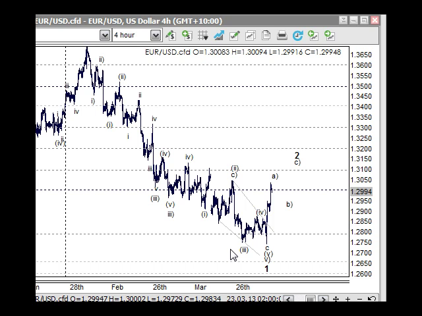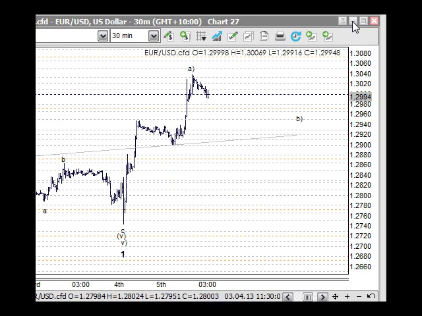So the internal wave structures are 3-wave waves each, and it fits quite well actually. So we'll be tracking this ABC up through here, and that's what we're doing at the moment. We're at the 130 here, and if you know your numbers, then you know that there will be some type of corrective pattern across here that could get a bit complicated.